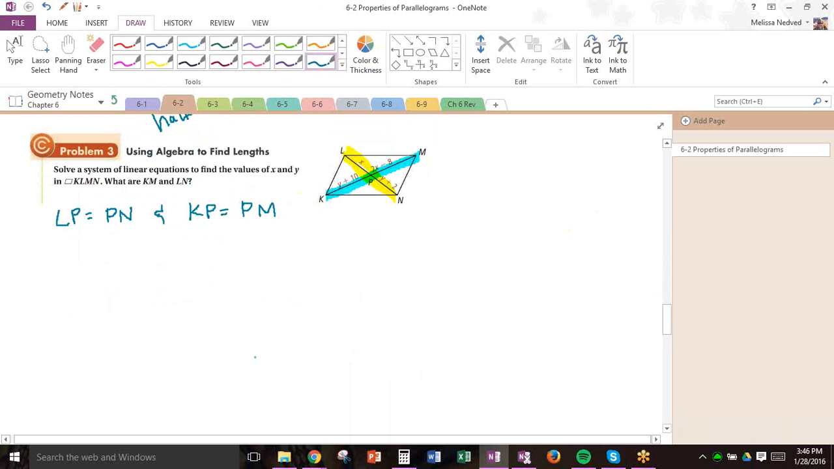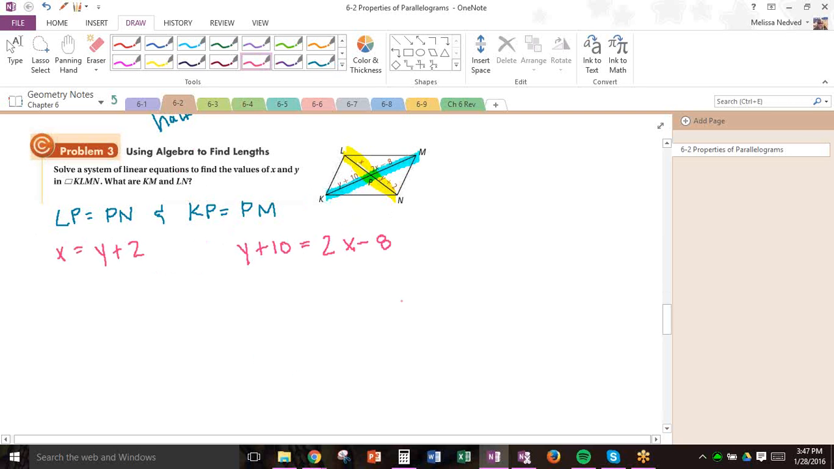Again, notice these are not 4 congruent segments. They're not all equal to each other. One diagonal is cut in half, the other is cut in half. So now let's use substitution, and let's replace what we know each of those segments to be equal to. So LP is just x. So x has to equal PN, which is y plus 2. That's my first of the linear equations. The next, KP is y plus 10, and that has to equal PM, which is 2x minus 8.